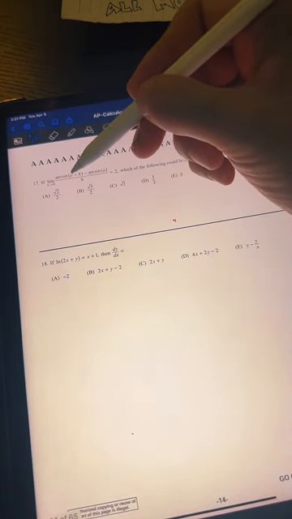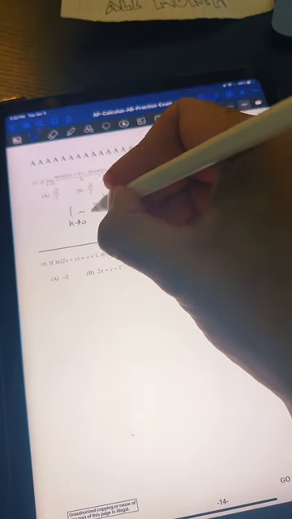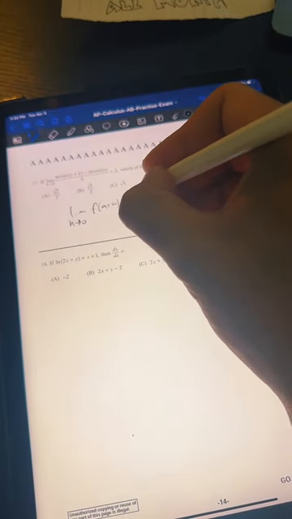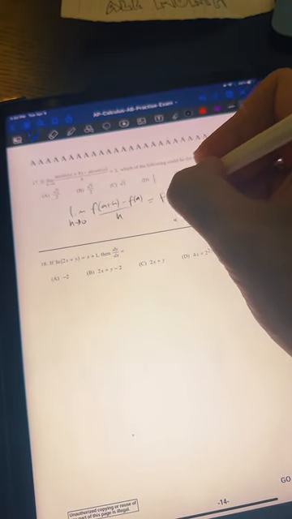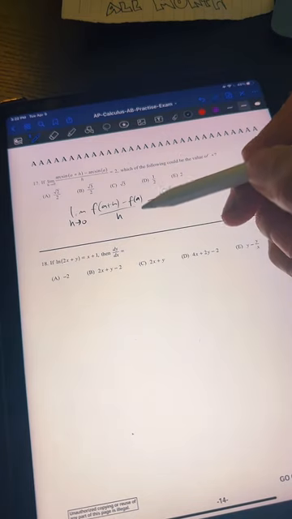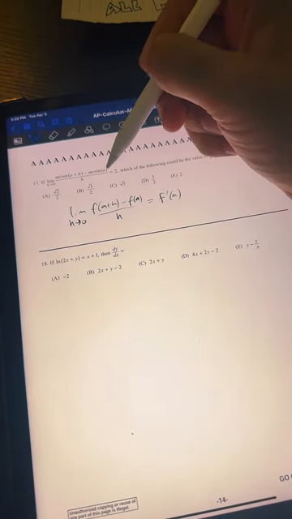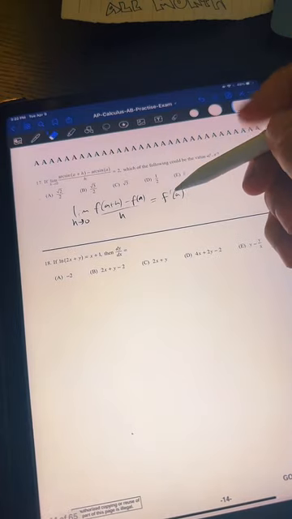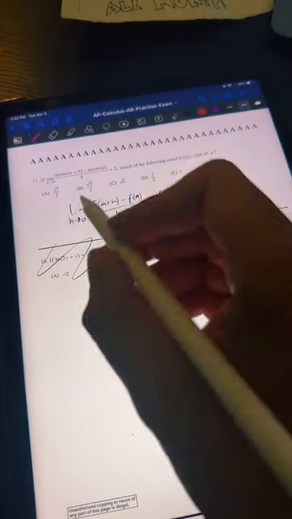Anyway, if you notice this, this is arcsine of a plus h minus arcsine of a over h. Do you notice that this is literally the definition of the derivative at the point a? You have to recognize that because I guarantee they'll give you a problem like this. So what this is equal to is the derivative of arcsine at a. Here, let me just sort of block this for now. I'll erase it in a second.